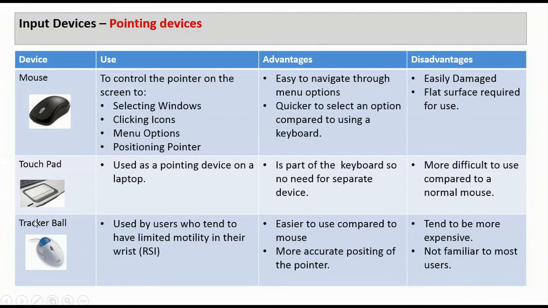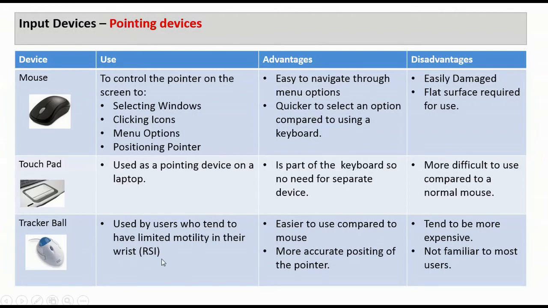The tracker ball is the third pointing device we are discussing. Maybe this is the only new one for you today. It is used by those users who tend to have limited movement or mobility in their wrist. This is called RSI. We will learn more about this in coming chapters.